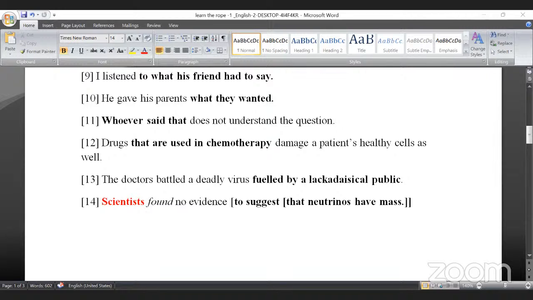So if you look at that sentence carefully, you see that are used in chemotherapy is your subordinate clause. What is it doing? What is it talking about? Is it telling you about how or why or condition or time or place, or is it standing in place of something else, or is it adding additional information, or is it giving some extra information about something? What role do you think that particular clause is performing there?